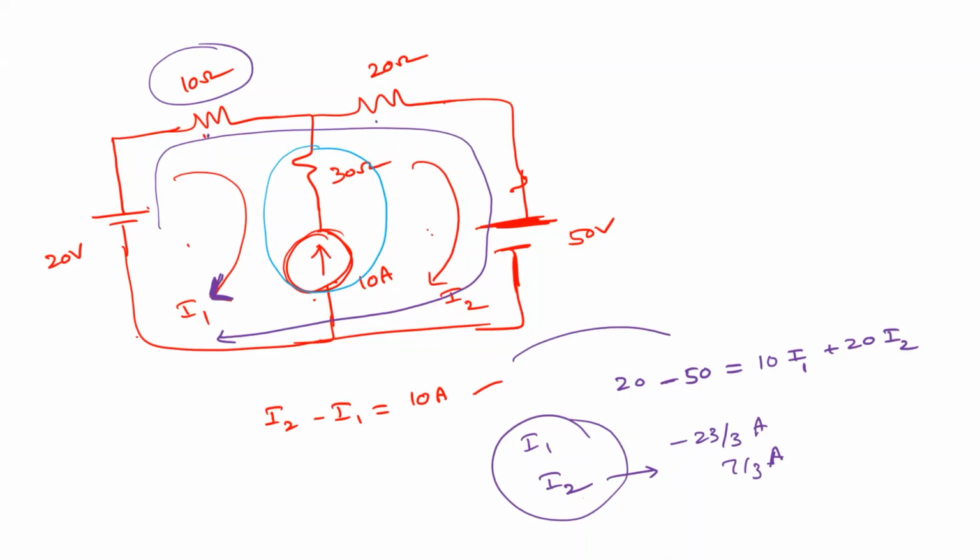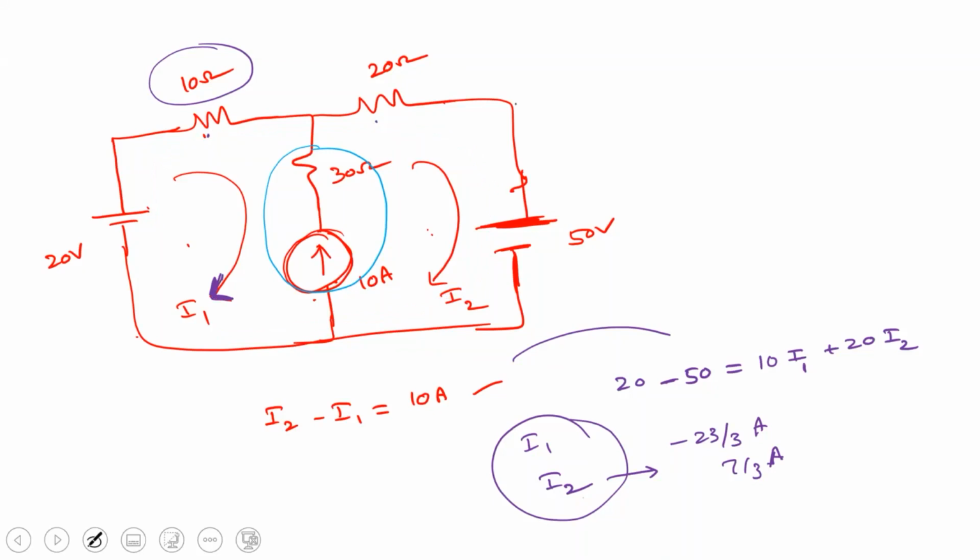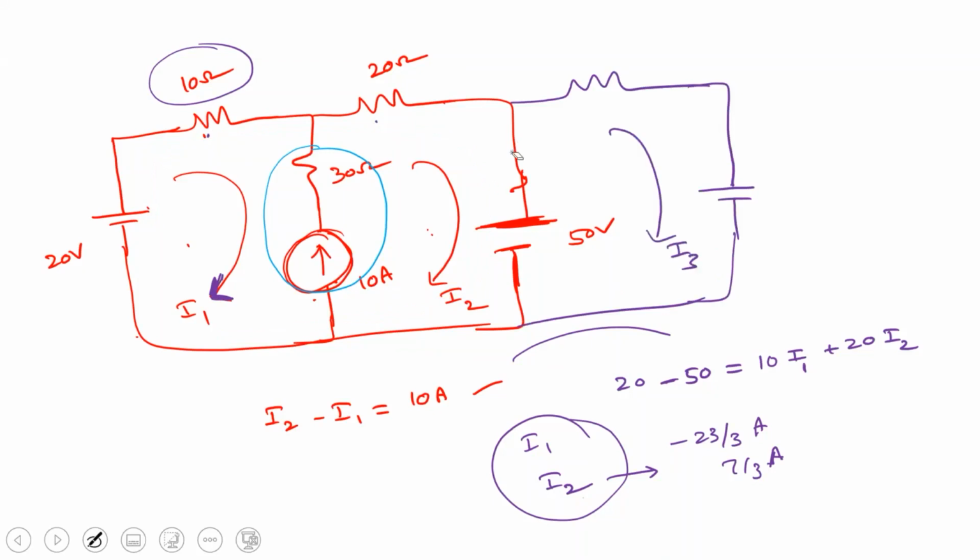For example, in the same example, I will slightly extend the circuit. This is an example in continuation of this. Say this current is I3 and we have a common element. Say this is 40 ohm and this is 50 ohm, and this is some 60 volts. So what is the change in the super mesh equation?